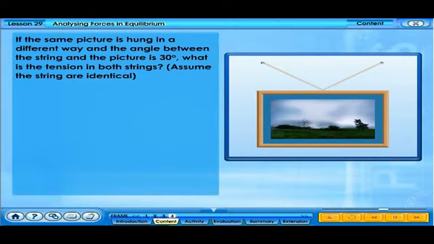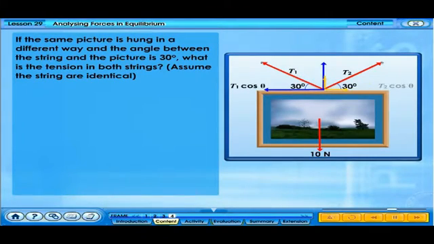If the same picture is hung in a different way and the angle between the strings and the picture is 30 degrees, what is the tension in both strings? Assume the strings are identical.